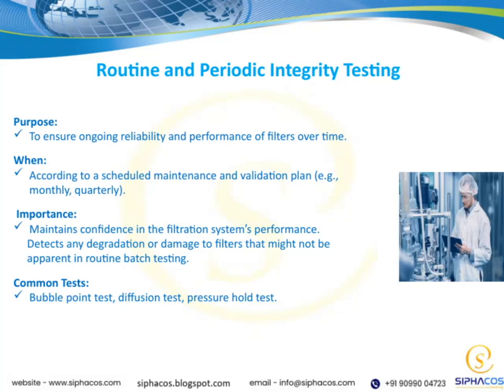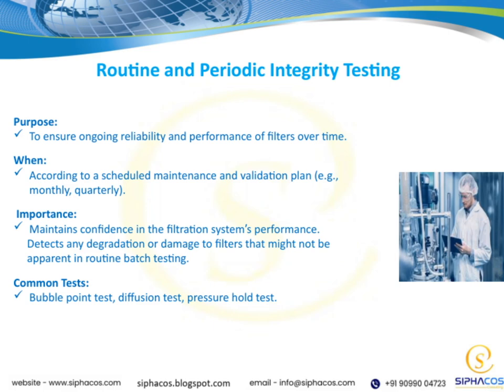Let's talk about routine and periodic integrity testing. The main purpose here is to make sure that our filters continue to perform reliably over time. We want to catch any issues before they become bigger problems. These tests are typically scheduled as part of our maintenance and validation plan, which might be monthly or quarterly depending on the system and application. Consistency is key to maintaining system integrity. The importance of these tests can't be overstated. They help us maintain confidence in our filtration system's performance.